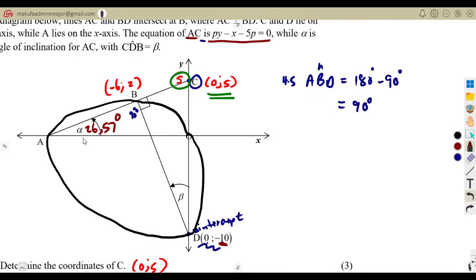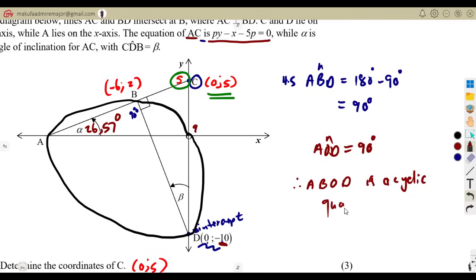Then we know that angle AOD is also equal to 90 degrees. This is from the quadrant, the four angles of a quadrant. Remember, they are 90, 90, 90, 90. So in order for these two angles to be equal, it means this is a cyclic quadrilateral. Therefore, ABOD is a cyclic quad.